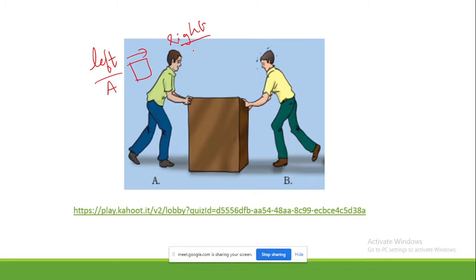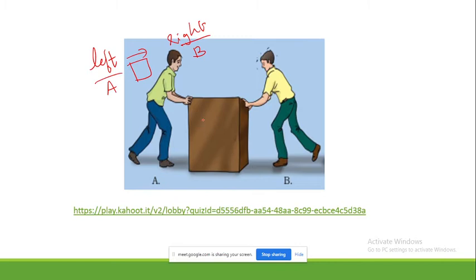Okay, we need it for our game. So that's why I'm just asking you to note this figure. A is at the left side, B is at the right side, and A is pushing the box to the right, and B is pushing the box to the left. So what happens if A is pushing it to the right? Suppose the box is moving to the right, then whose force is greater? Can you tell me?